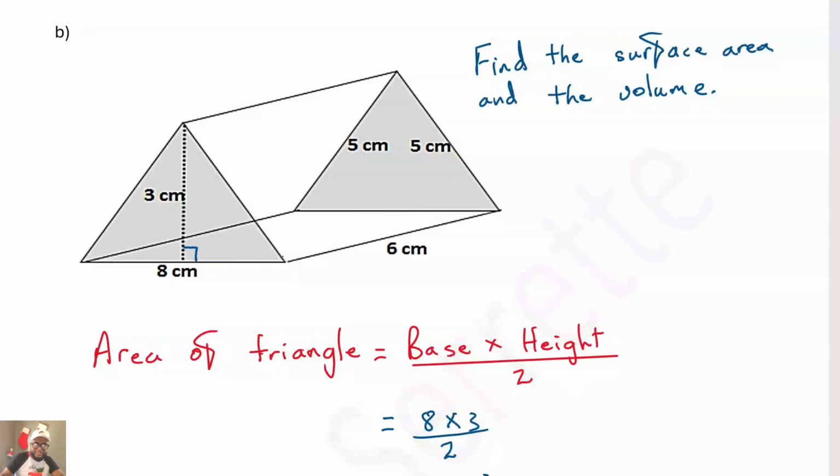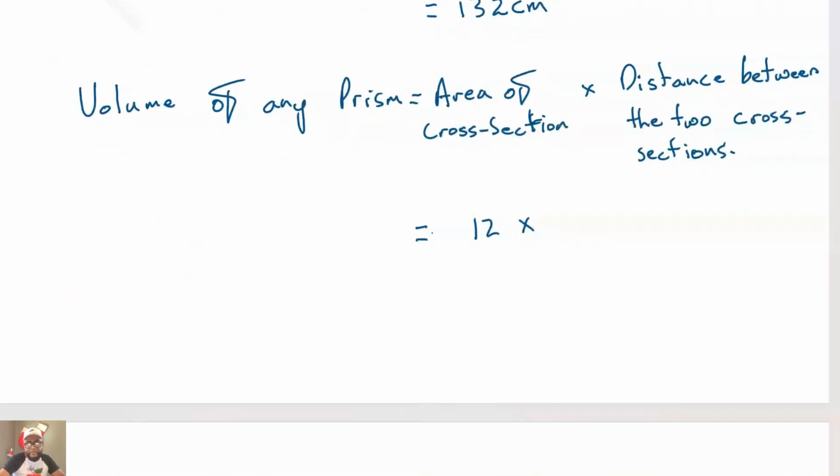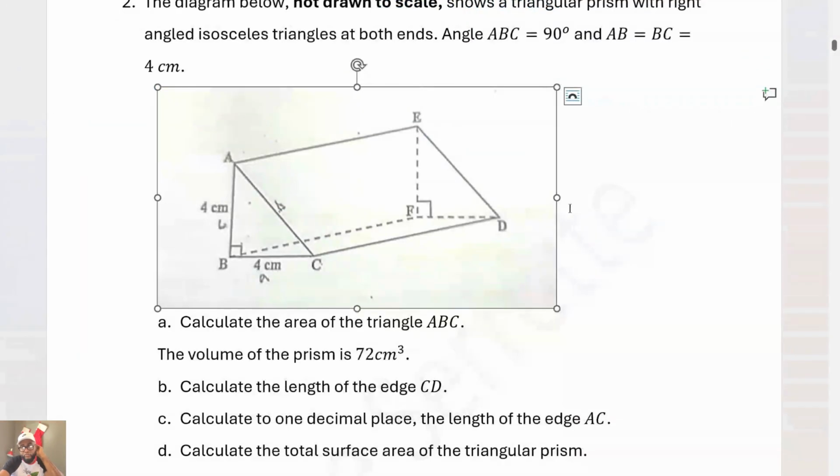Let's follow two vertices, right? Look at the distance from this vertex to the corresponding vertex in the next triangle. That distance is 6. 12 by 6 will give me 72 centimeters. Centimeters what? Cube. Because it is volume.